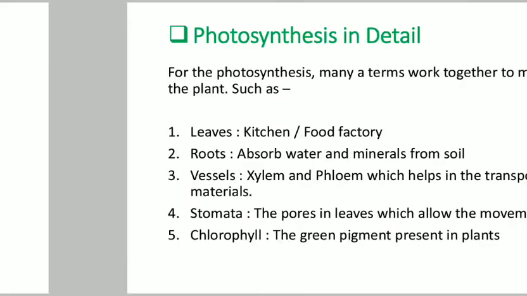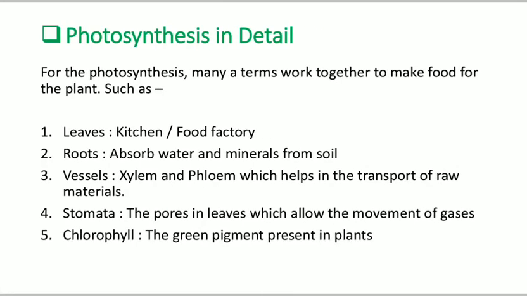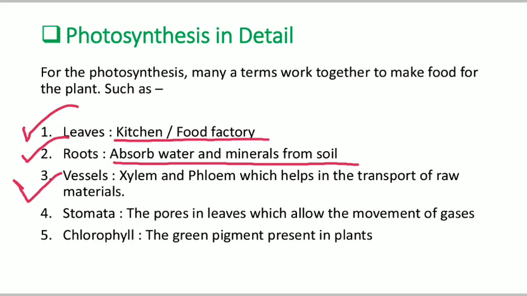Now come to the next slide, where we will read about photosynthesis in detail. For photosynthesis, what does the plant need? The leaves, which are the kitchen and the food factory of the plant, as well as the roots, which absorb water and minerals from the soil. They also have vessels, which are pipe-like structures divided into two parts, xylem and phloem, and they transport raw materials.